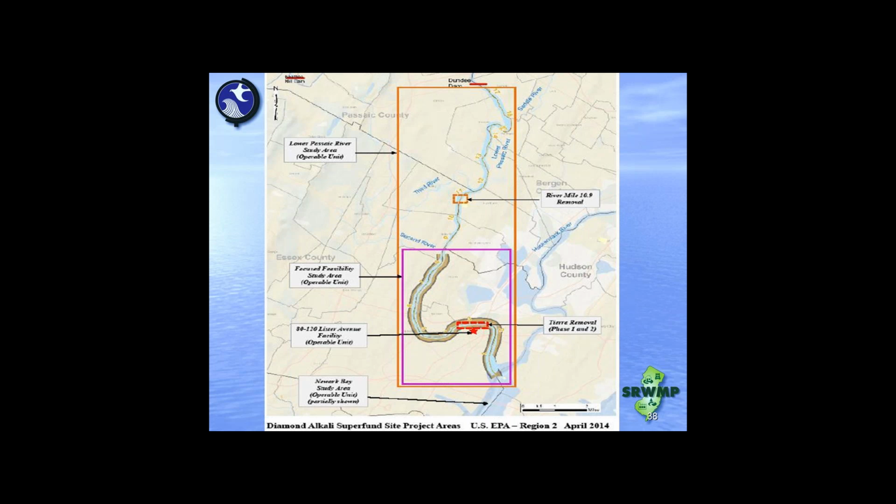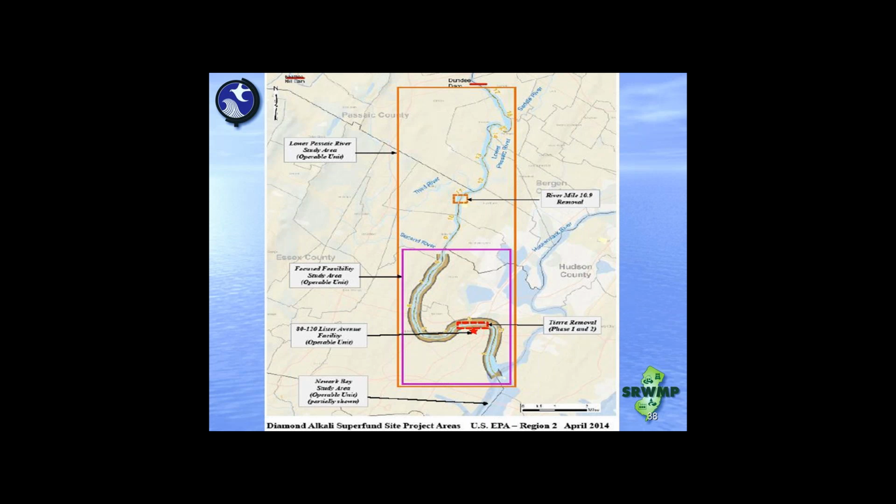Operable unit 2 is outlined in pink. That's the lower 8-mile focused feasibility study. Operable unit 3 is the larger one outlined in orange, and that is the full lower 17 miles of the Passaic River, the entire tidal section, stretching from Dundee Dam down to the mouth at Newark Bay. Operable unit 4 is Newark Bay. It's off the map. In addition, there were 2 other removal actions in this waterway already completed.